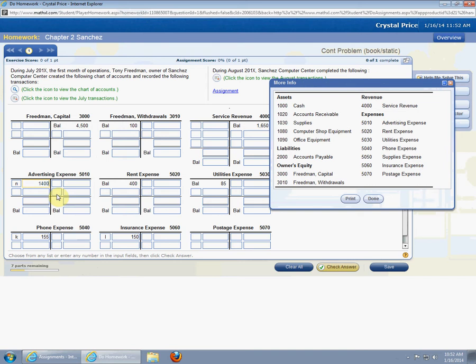What's the rule to increase an asset account? Debit. Okay? And our other account that we're going to be using is services rendered. That means we received revenue. We received money for what we're in business for, so it's a revenue account. And our revenue account is called service revenue.